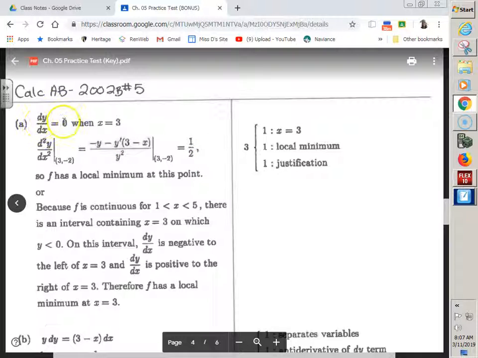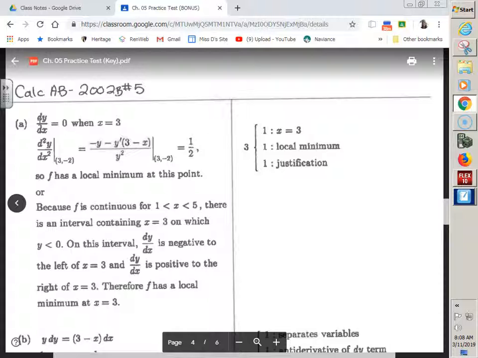So if the first derivative is 0, you have to show both. The first derivative is 0. For the justification, sadly, you have to show the first derivative is 0. It has to be a critical number. And the second derivative is greater than 0. You didn't have to write 1/2, but you did have to show that it was positive. Those 2 clues are enough to say relative min.